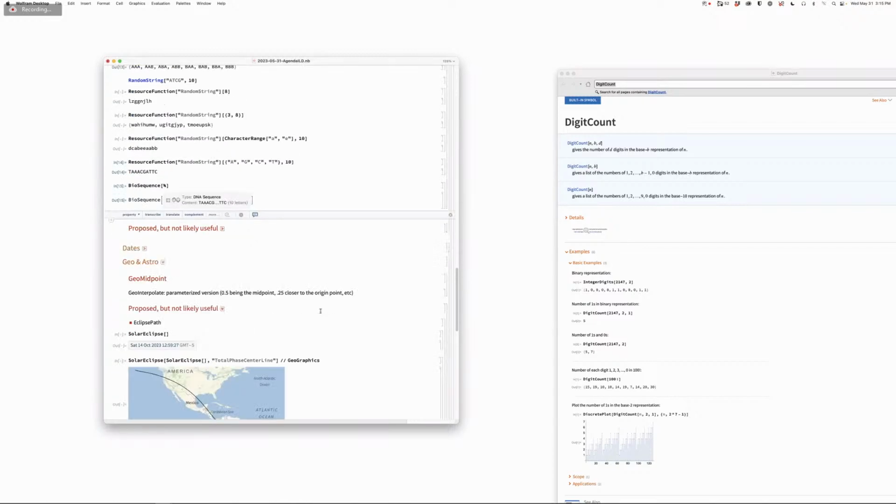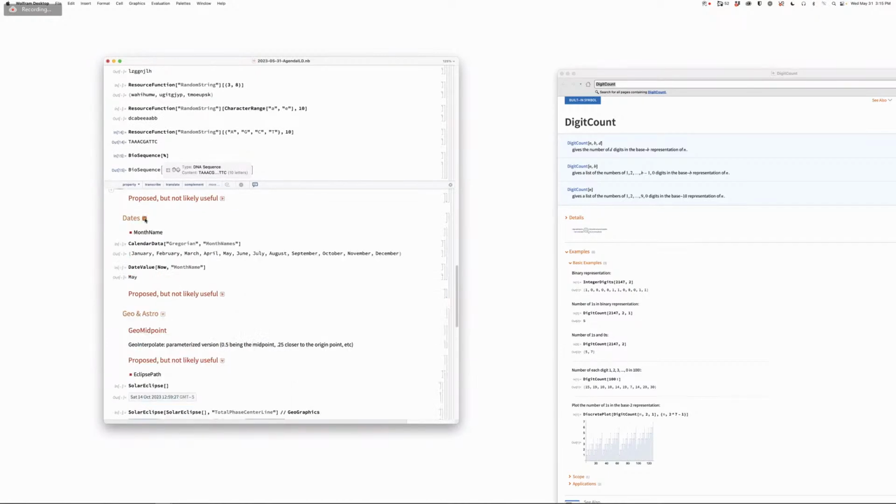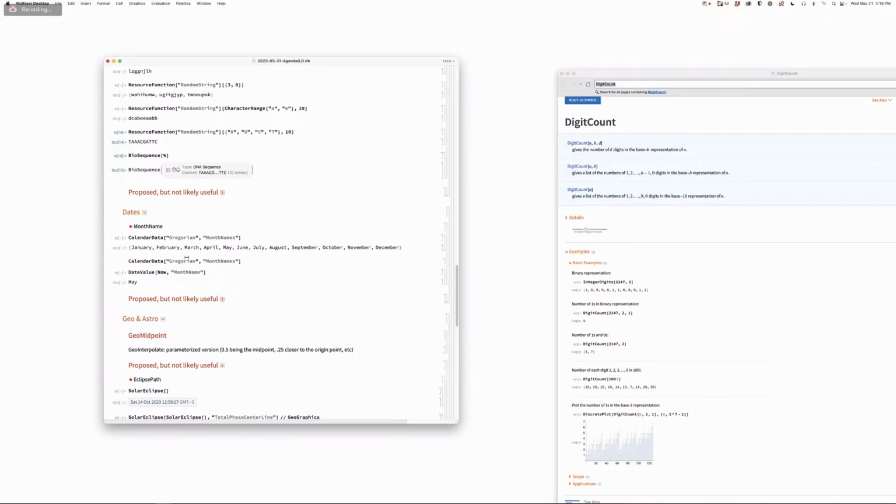We should probably wrap up this meeting, I think. Let me just see. How do you get the month names? Calendar data for a given calendar will give you the names as strings. Date value will also give you the month name. We don't have them as symbols. You could ask for a Japanese calendar or Jewish calendar, something more exotic.